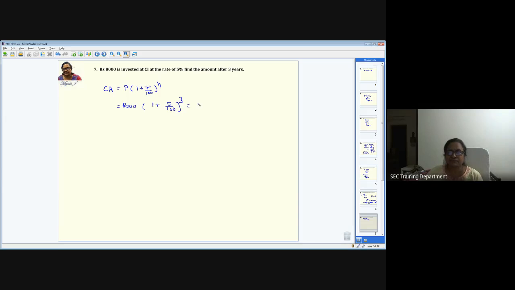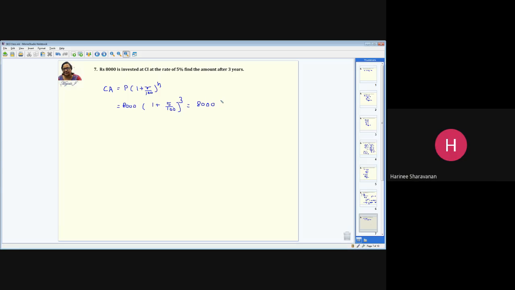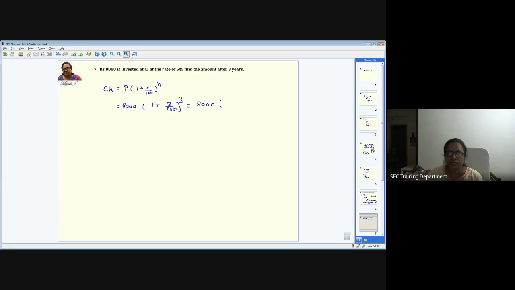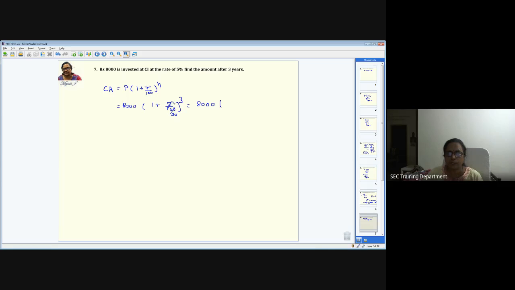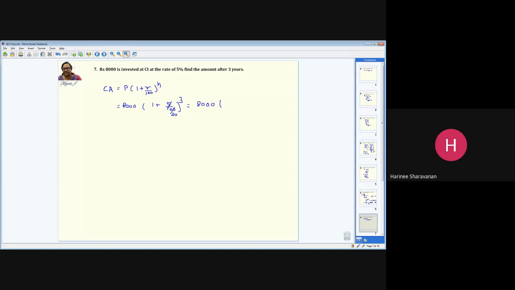Otherwise, you can do it this way. (a plus b) the whole cube. Again, you remember the formula. So better you simplify that: 5 by 100 is going to be 1 by 20. And 1 plus 1 by 20 is how much? Someone has entered, just do it. 1 plus 1 by 20 is 21 by 20.